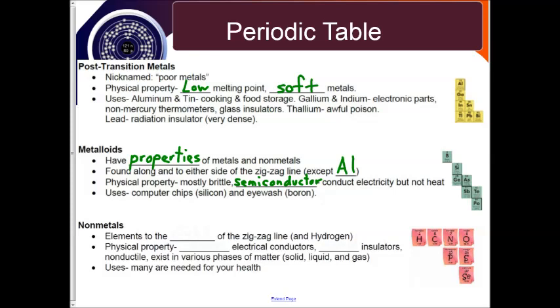In terms of uses, being a semiconductor is very valuable, so we use these metalloids for computer chips, such as silicon, and eyewash, which is what boron is used for.